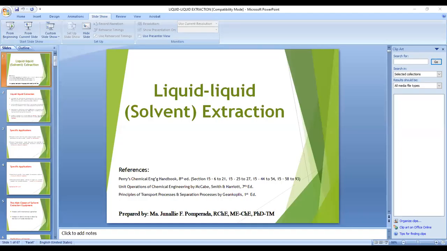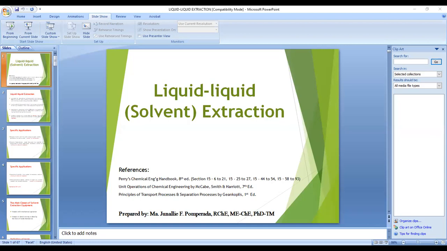So this is liquid extraction, also known as solvent extraction. The reference for this particular slide is our two reference books, Geankoplis and McCabe, and of course your Perry's Handbook. So we'll start with the intro to liquid extraction, and we need of course to define the process.